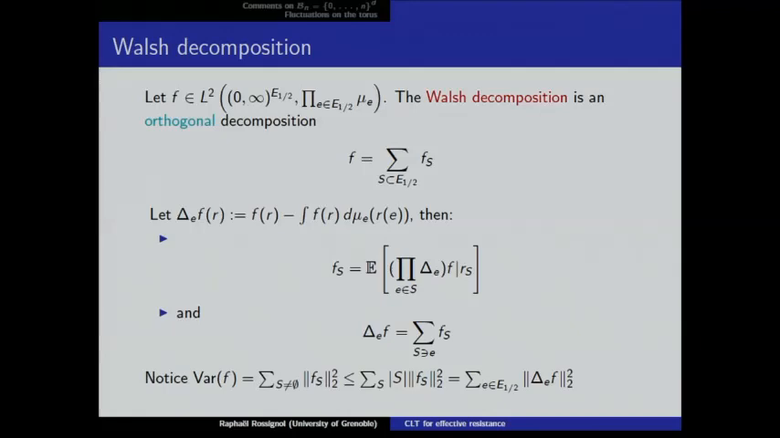And so if you want to compute the variance, you just have to compute the sum of the L2 norms squared of f_S for S not empty. This is, of course, always smaller than the sum over all sets S of the cardinal of S times the L2 norm of f_S squared. And this, just by using this formula and interchanging two sums, is the sum over all edges E of the L2 norm of delta_E F squared. So in this context, the variance of F is less than this; it might be called a Poincaré inequality. In fact, it is a Poincaré inequality.